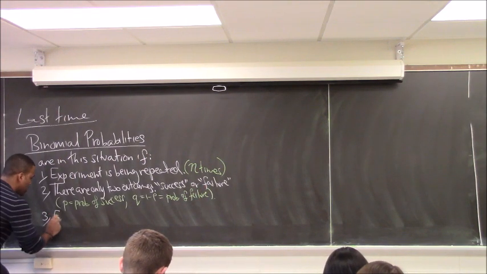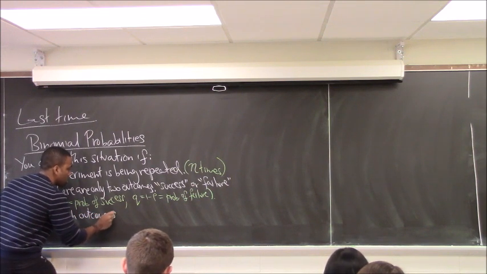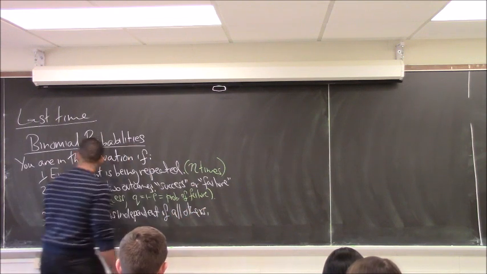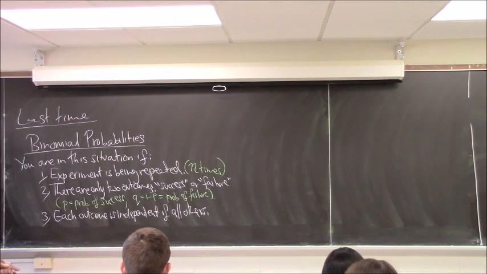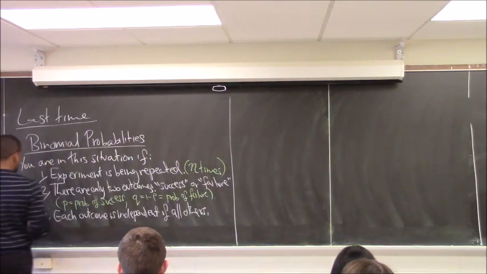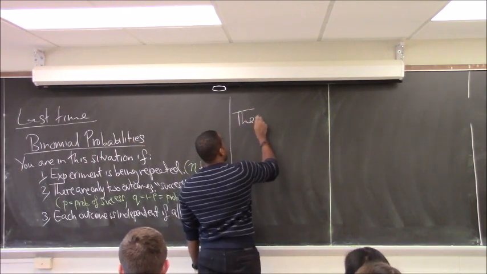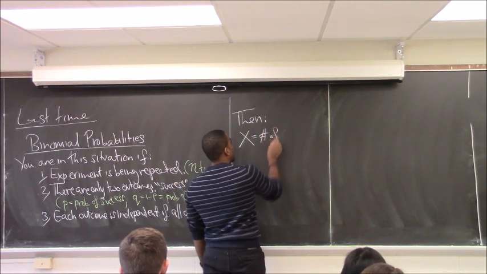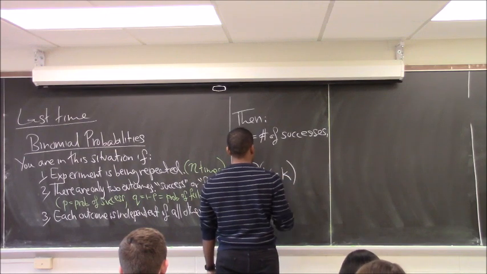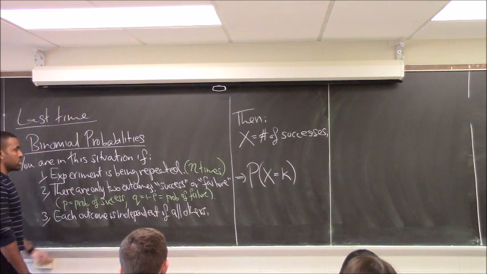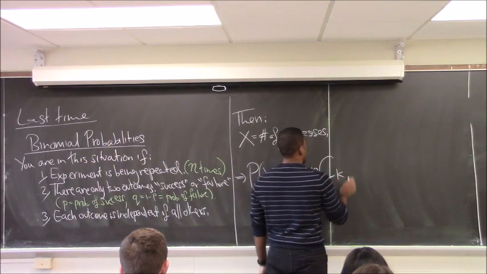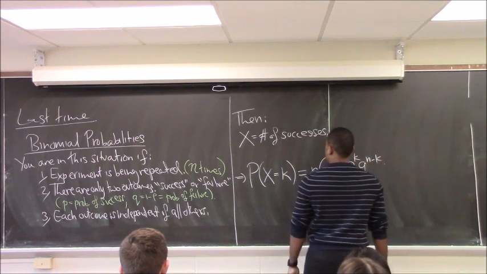And 3, each outcome is independent. Sometimes that will be painfully obvious, but otherwise the problem is going to state it for you. Once you've read a word problem and these 3 things are fulfilled, then if x equals the number of successes, the probability that x equals some particular value k between 0 and n, where you can have 0 successes, or all of them could be successes, or any number in between, is given by the formula n choose k, p to the k, q to the n minus k.